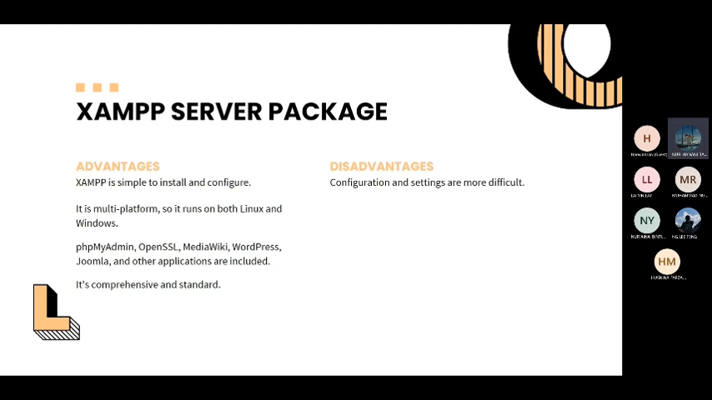So, what are the advantages and disadvantages of XAMPP? The advantages of the XAMPP server package are that XAMPP is simple to install and configure. It is simpler compared to WAMP. It is also multi-platform, so it runs on both Linux and Windows. PHP, OpenSSL, MediaWiki, WordPress, Joomla, and other applications are included. It is comprehensive and standard for XAMPP server. But for the disadvantages, the difficulties of using the server package are the configuration and its settings.